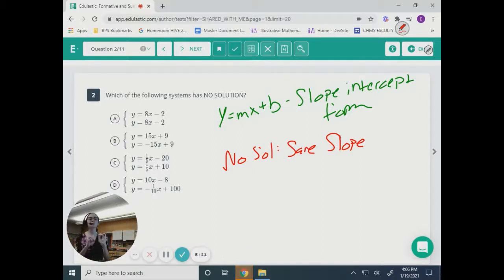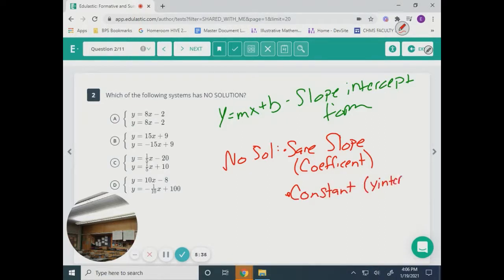That's the idea that I introduced yesterday. It was called a coefficient. A coefficient is simply the number attached to your x, right? So it has the same coefficient or the same slope, and for no solutions the constant, or our y-intercept, is different.